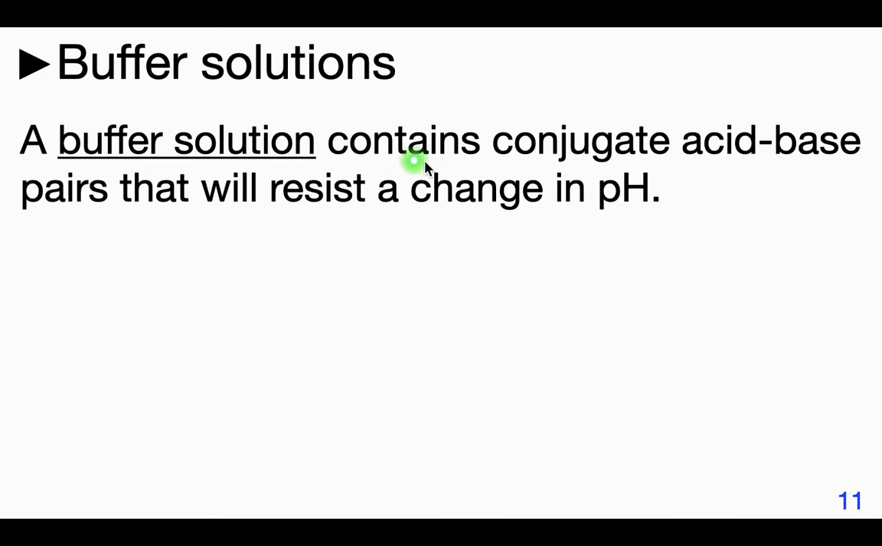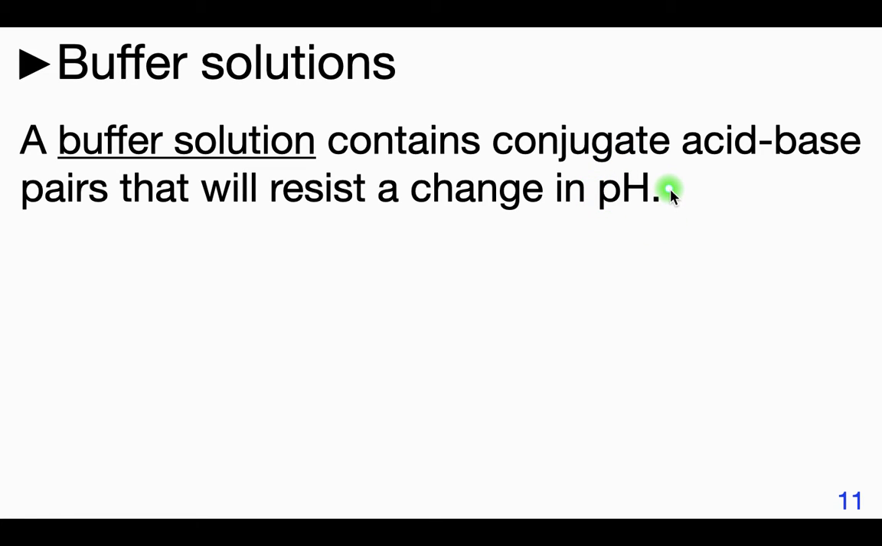We have what are called buffers in our system, and all living organisms do, such that if we take in acid, it's neutralized. If we take in a base, it's neutralized. And these are called buffer solutions or buffer systems. A buffer solution contains conjugate acid-base pairs that will resist a change in pH.